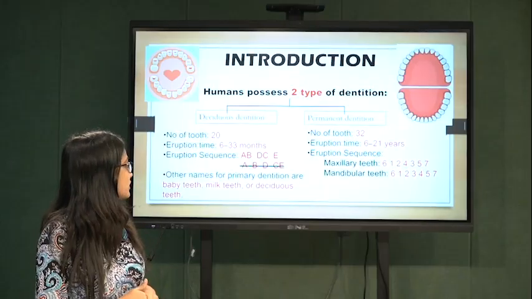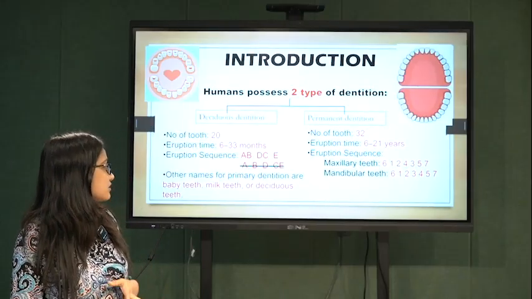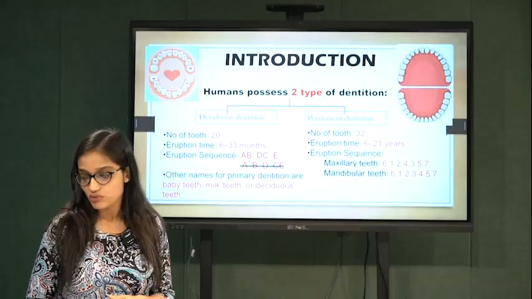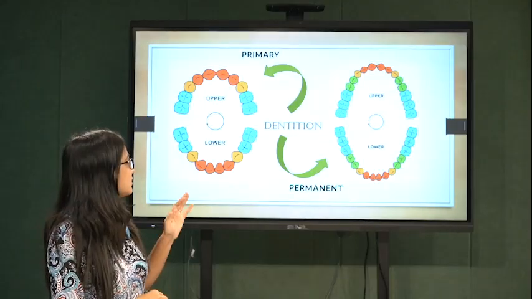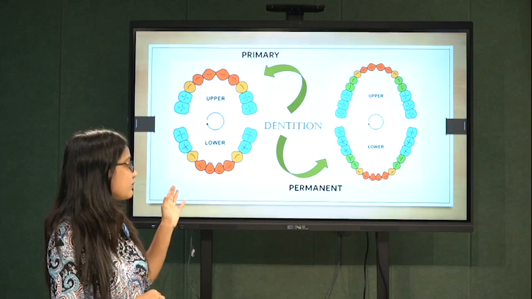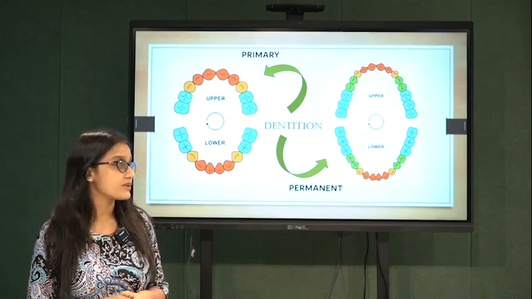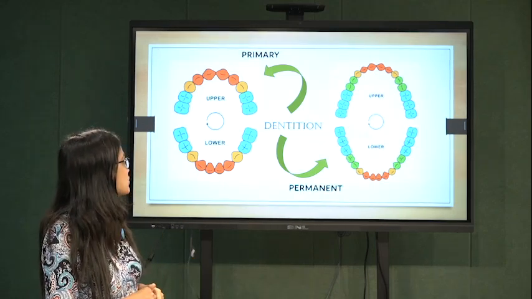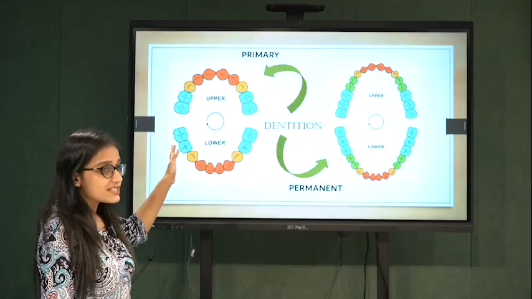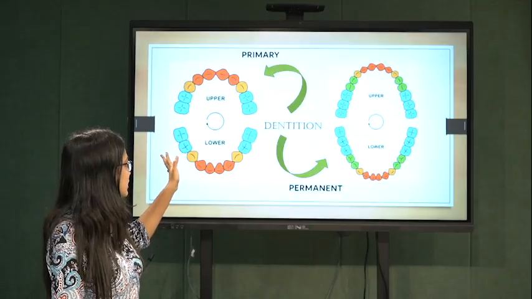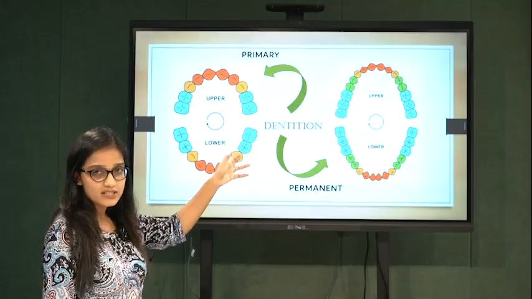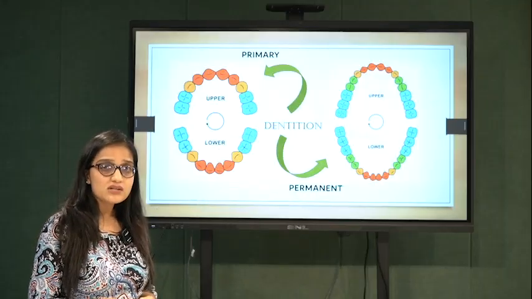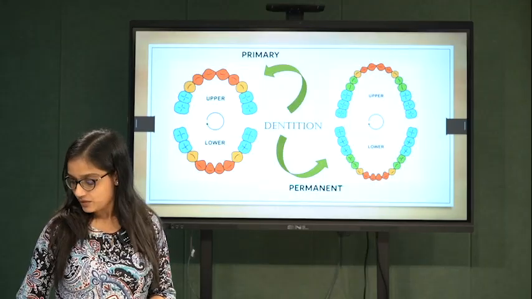Other names for the primary dentition are baby teeth, milk teeth and deciduous teeth. Now as we can see in this diagram, primary and permanent dentitions are present. In the primary dentition, the central and lateral incisor, canine, and both the molars are present. In the permanent dentition, central incisor, lateral incisor, canine, premolars and 3 molars are present.